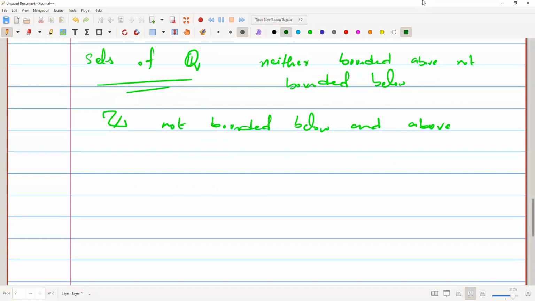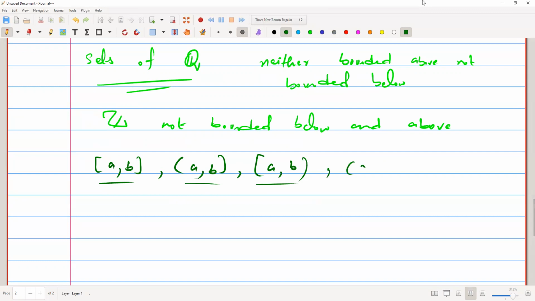And then every interval: open interval a, b, semi-open interval a, b, or like this, this is a closed interval, this is semi-open, semi-open, and open interval. All these intervals are bounded and the bounds are a and b. For each set here, the lower bound is a, and we can call it the greatest lower bound, and this is the least upper bound.